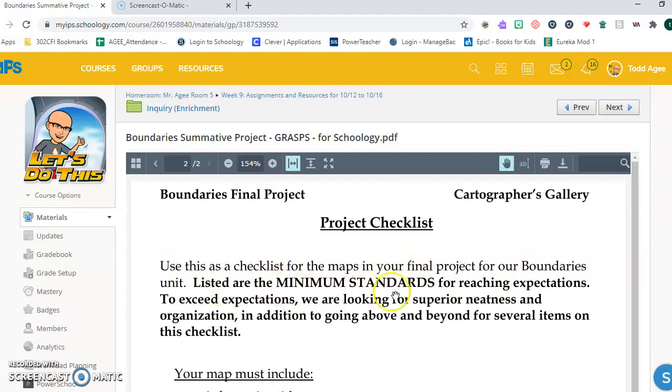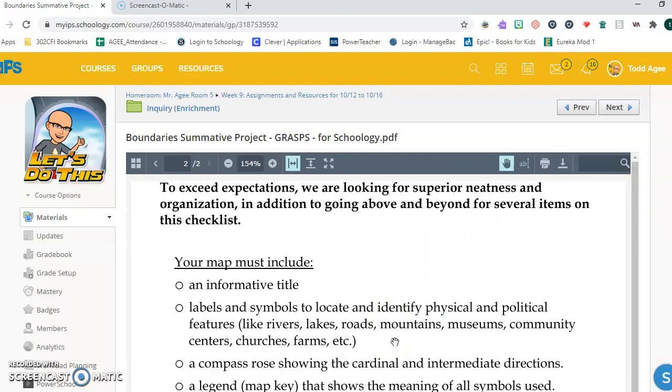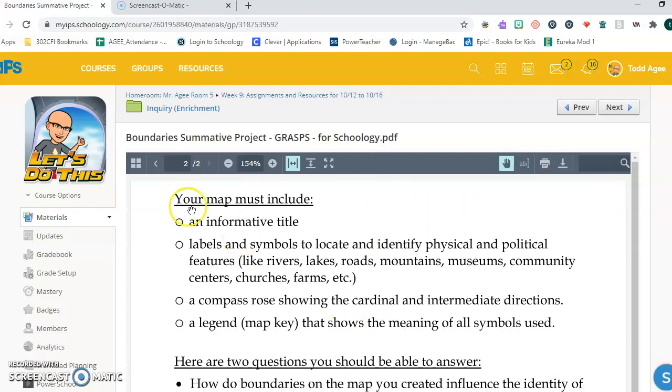To exceed expectations, we're looking for superior neatness and organization in addition to going above and beyond for several items on the checklist. Your map must include an informative title, labels and symbols to locate and identify physical and political features like rivers, lakes, roads, mountains, museums, community centers, churches, farms, etc. Your map must include a compass rose showing the cardinal and intermediate directions. So we've had lessons on these things. Cardinal directions are north, south, east, and west.